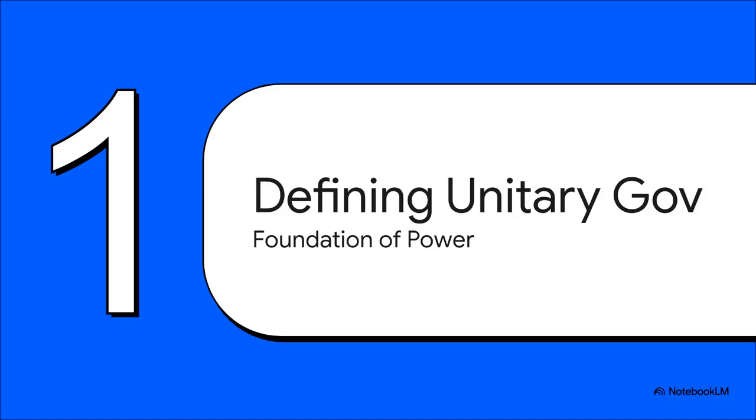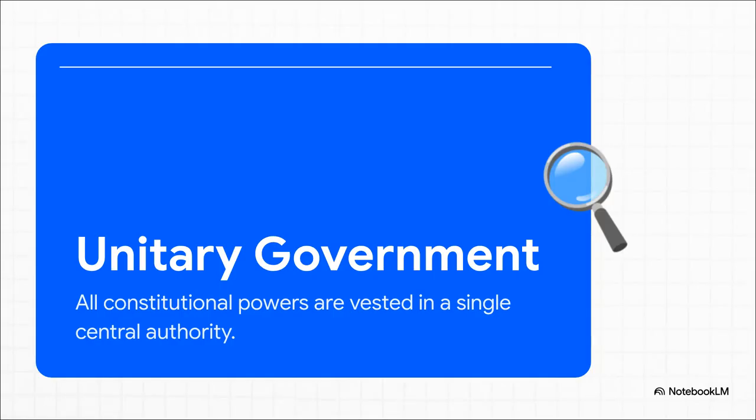Okay, let's dive right into this with Part 1, defining unitary government and the foundation of centralized power. So, the formal textbook definition is that a unitary government is a form of government in which all constitutional powers are vested in a single central authority. And I really want to emphasize that word all here. In this system, every single ounce of constitutional power is completely funneled into one central hub. It doesn't mean local offices don't exist at all, but it absolutely means the foundational ultimate power belongs entirely to the center.